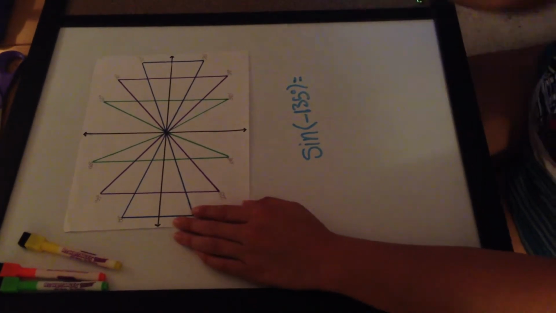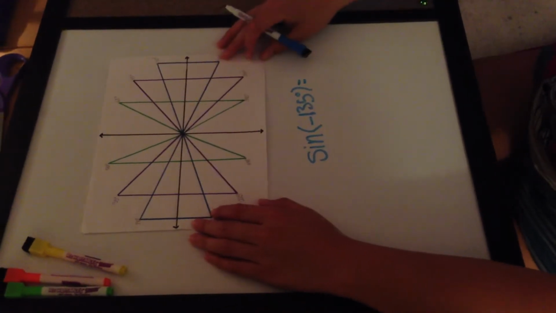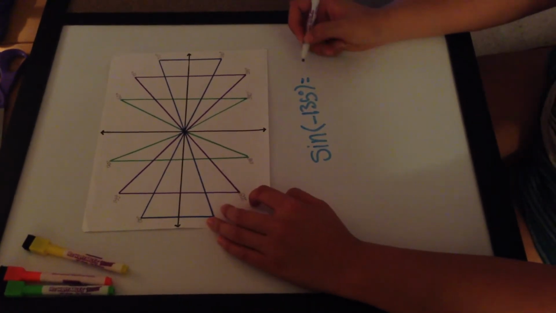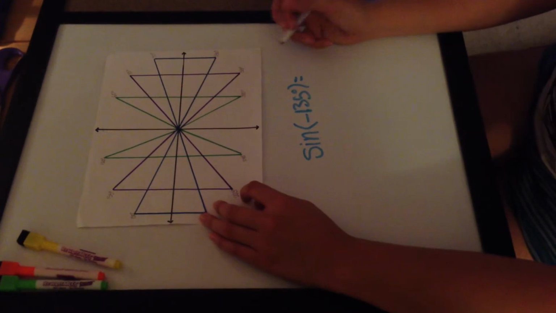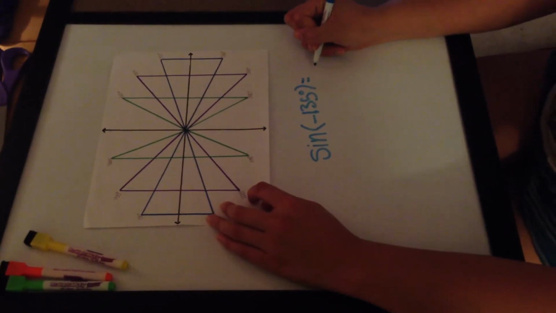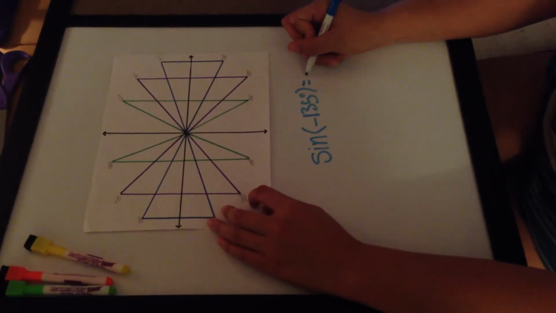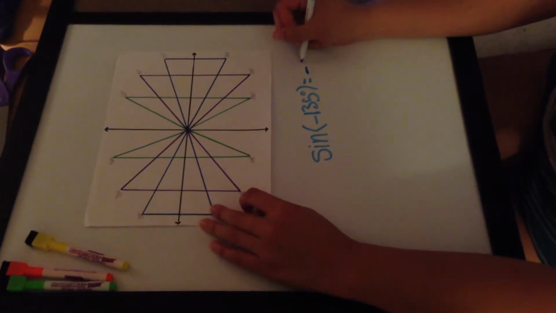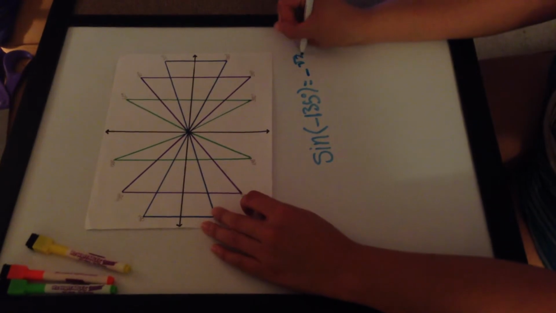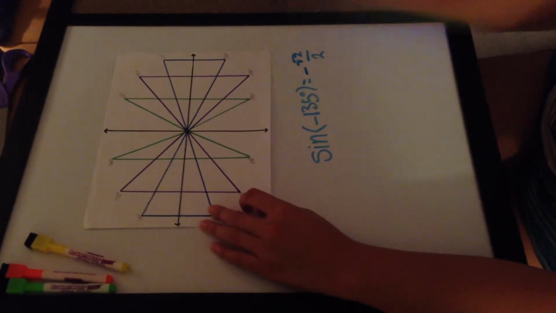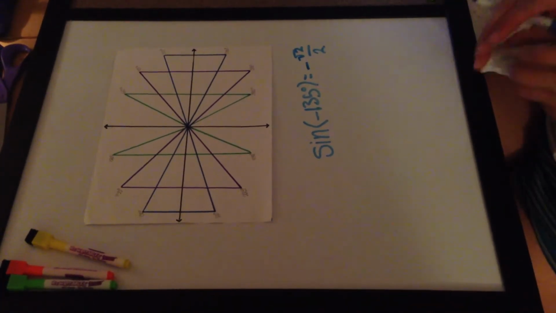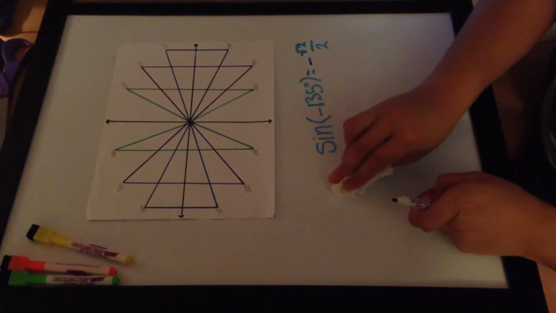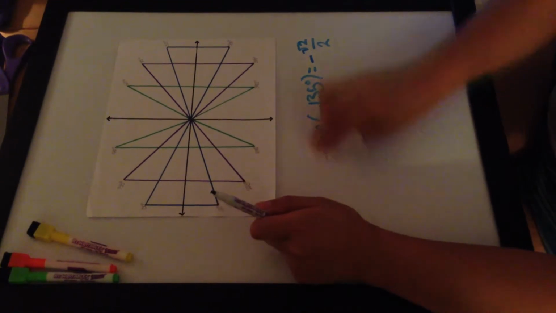So, let's see. Your sine value will be the same, and it will be a negative, because it's in the third quadrant, root 2 over 2. Don't get that mixed up with the regular 135, because the sine value in that quadrant is positive root 2 over 2.